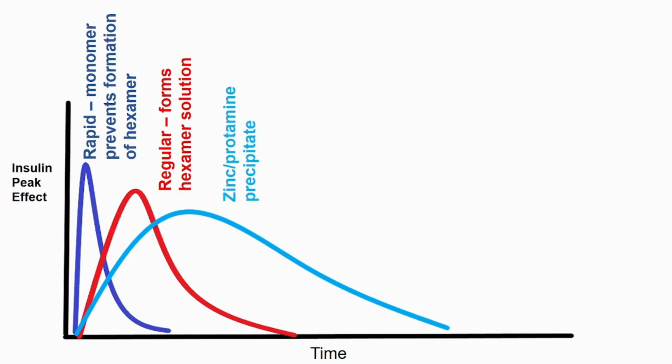Next, NPH insulin, which is a hexamer of insulin mixed with zinc and protamine. That complex of zinc, protamine, and hexamer of insulin gradually dissociates, and that prolongs the duration of effect of NPH or intermediate acting insulin.